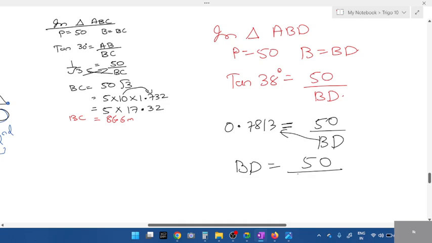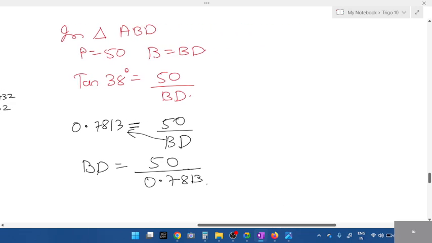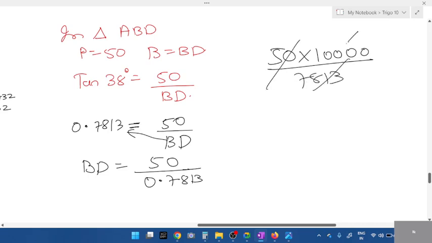Why is nobody responding? It gets divided by 50, right? Is it possible to calculate when there is a decimal number in the denominator? It's very tough. If you remove the decimal, you write 50 into 4 zeros, divided by 7813. Still, isn't it difficult to calculate, students? So remember, this is a different concept.